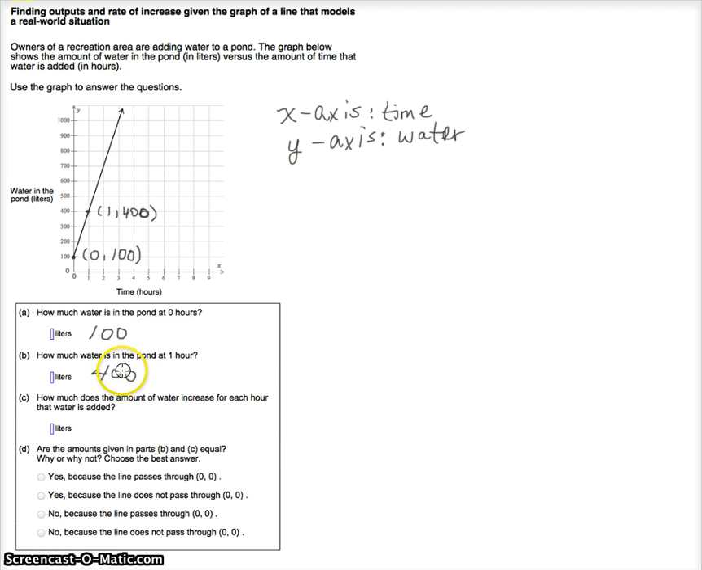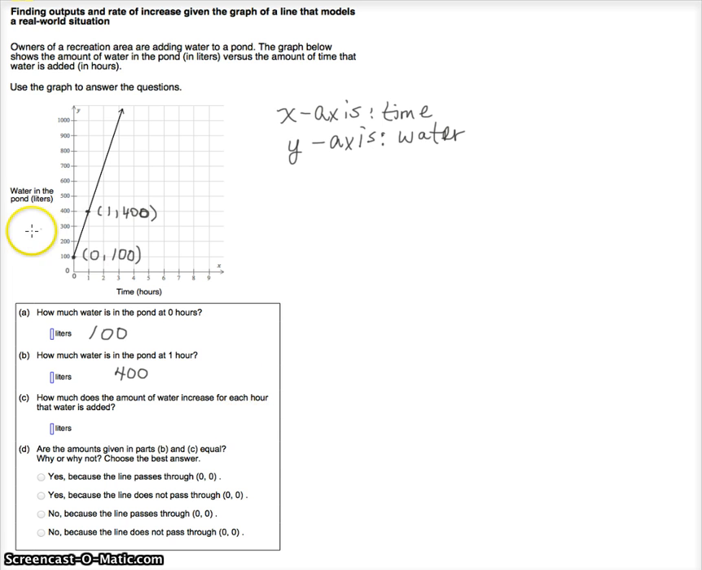Now to find the rate of change, which is going to happen here in a minute, we're going to have to think about what change means. Think about that. What does change mean? The question is, how much does the amount of water increase for each hour that water is added? Every hour we're adding water, and it wants to know how much water is added for every hour. Increase means added. It's really easy to say, well, after 1 hour there were 400 liters, so the answer must be 400.